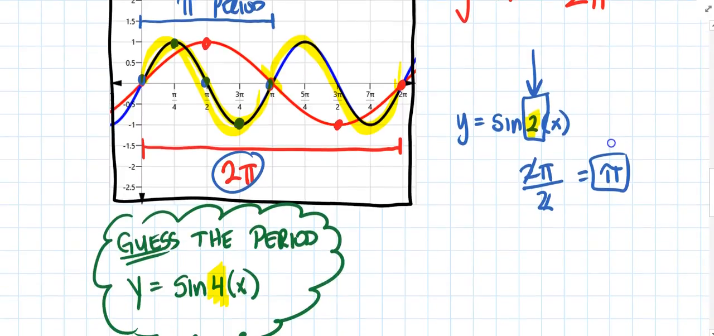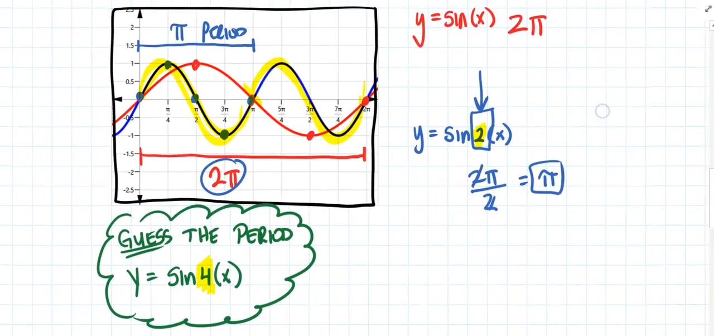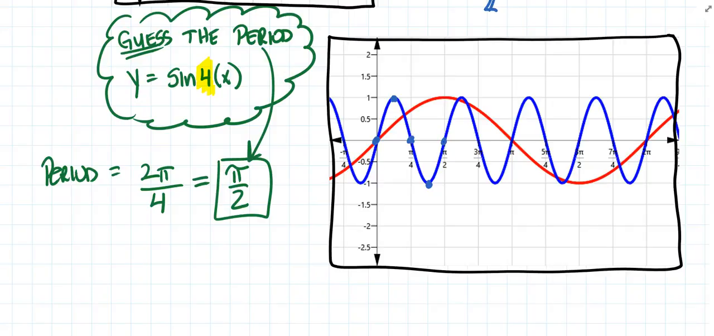Okay, here's what I want you to do. I want you to take this information, and I want you to guess what the period would be for y equals the sine of 4x. Hopefully you got the answer of pi over 2 as your guess. The red curve, of course, is your original sine function. So 1, 2, 3, 4, and 5.